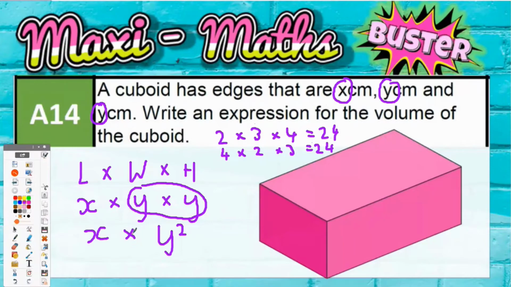But also in algebra, you can make the times sign invisible. So the best possible answer of all is to make this little times sign invisible and call it x y squared. All you're doing is taking that times sign out. So your final answer for the volume of that cuboid is x y squared.